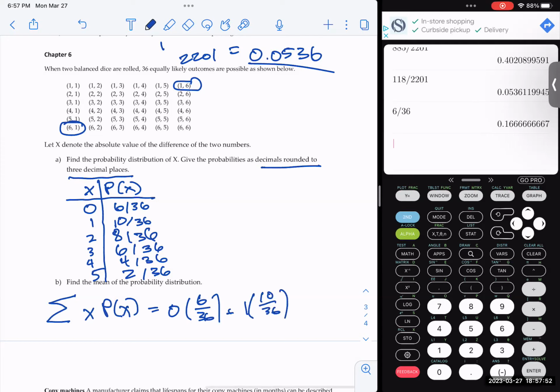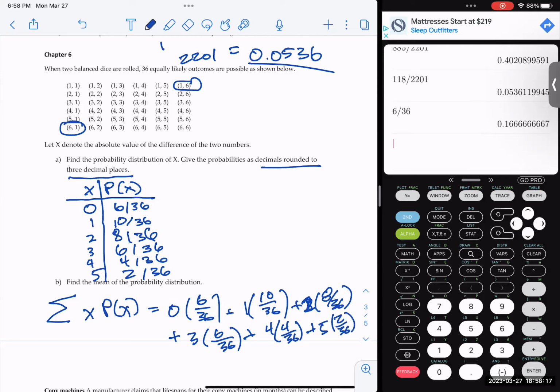36 plus 2 times 8 over 36 plus 3 times 6 over 36 plus 4 times 4 over 36 plus 5 times 2 over 36. Which I'm going to actually give a nice value for that. So you put these all in. The 0 I can just not put because it's just 0, so I can be lazy there.